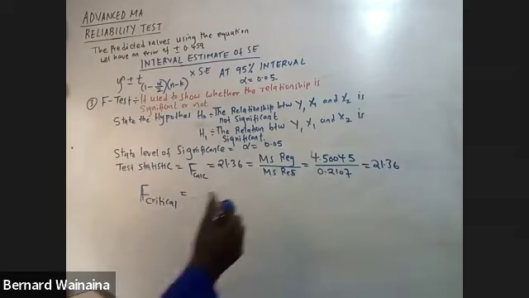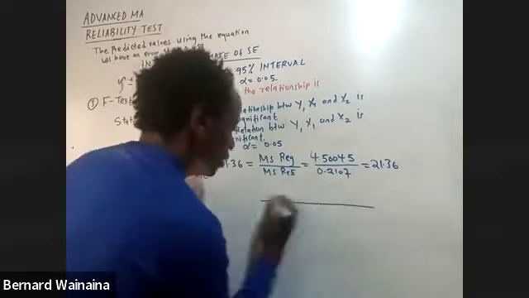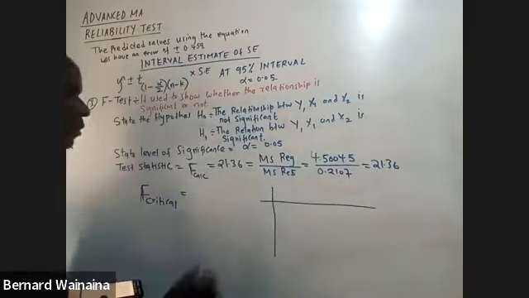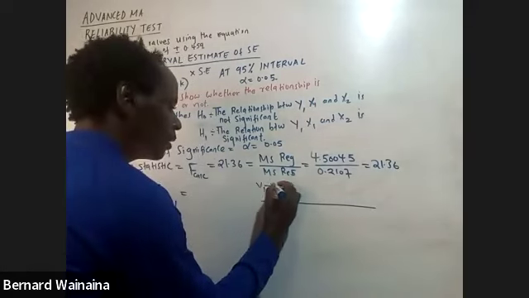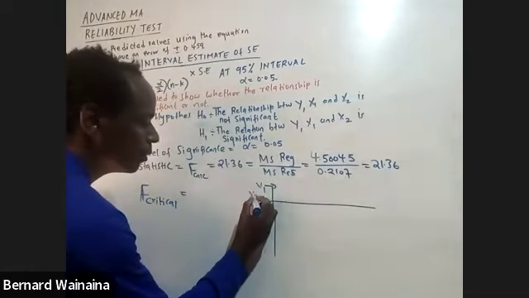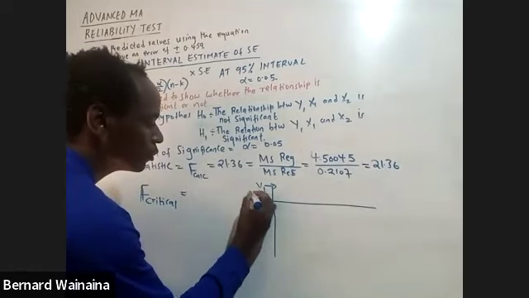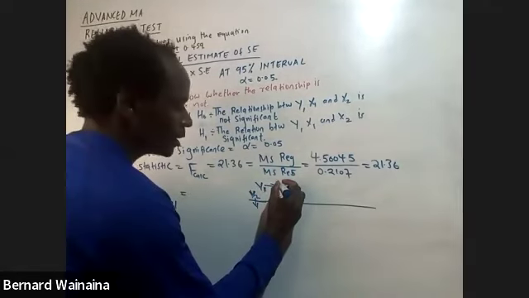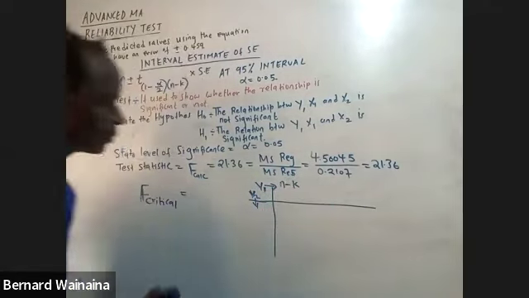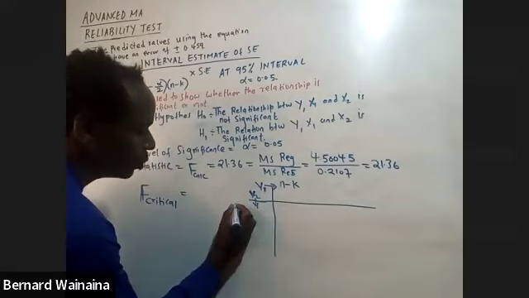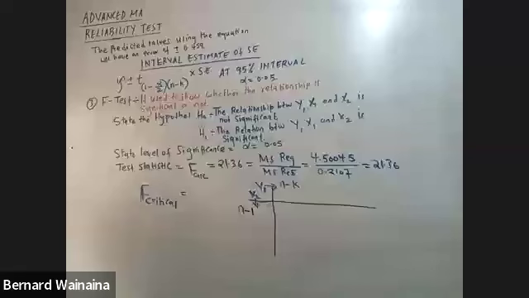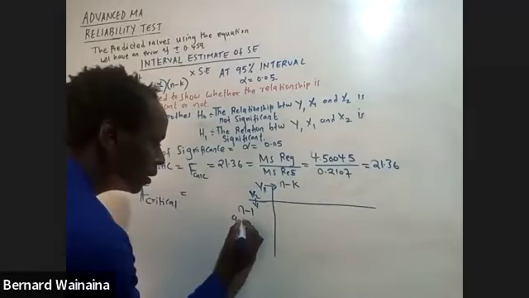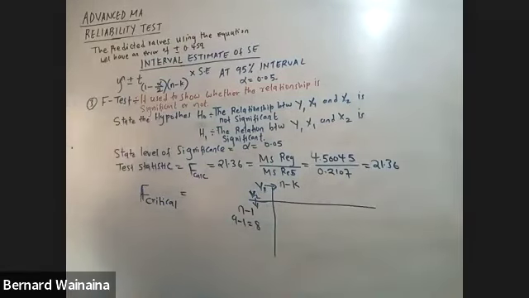Ukienda kwa table yetu, our table yetu inakaa hivi. We have V1 and we have V2. Inateremka hivyo. So we have two items. This V1 is N minus K. Then this V2 is N minus 1. Now, what's our N? Total 9 minus 1, which is 8.